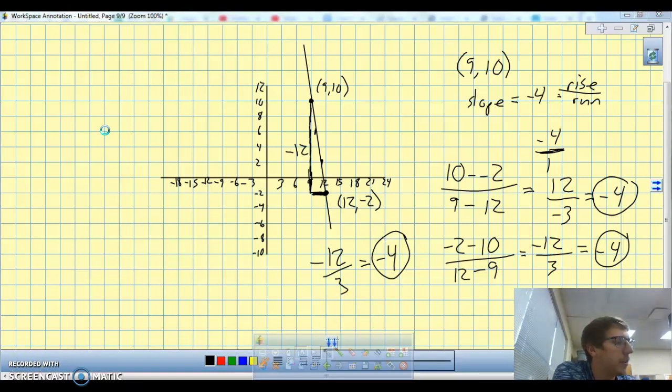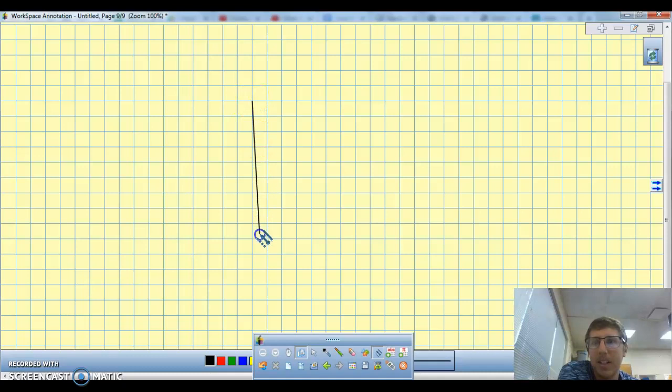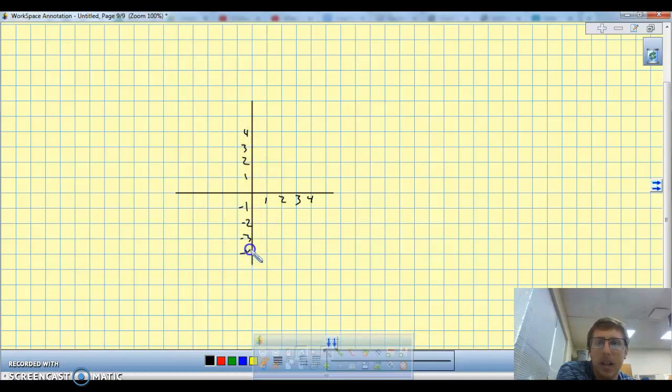Okay, so I'll show you a little easier example here real quick. Say instead we had something simple. Say it goes up by ones. I'll show you the same idea in a simpler way. 1, 2, 3, 4. 1, 2, 3, 4. Negative 1, negative 2, negative 3, negative 4. And you got negative 1, negative 2, negative 3, negative 4.